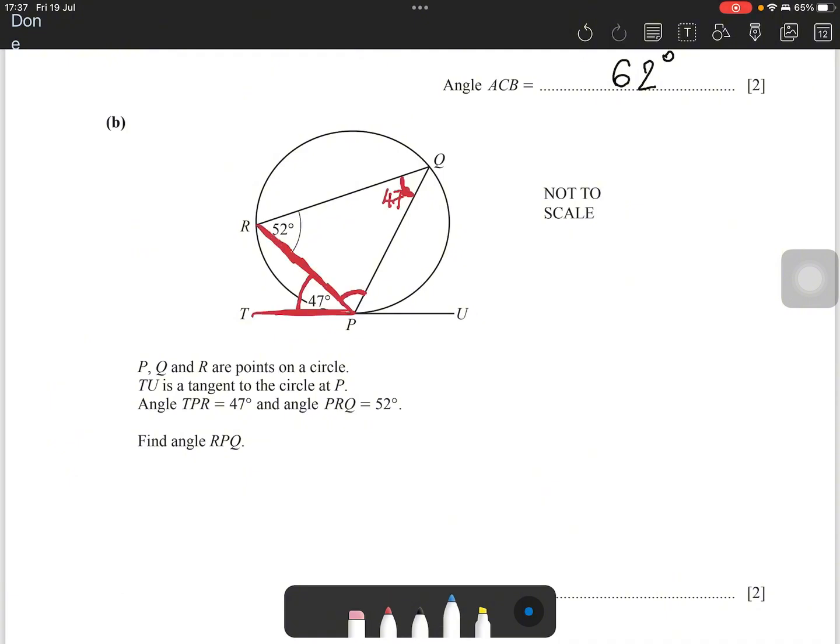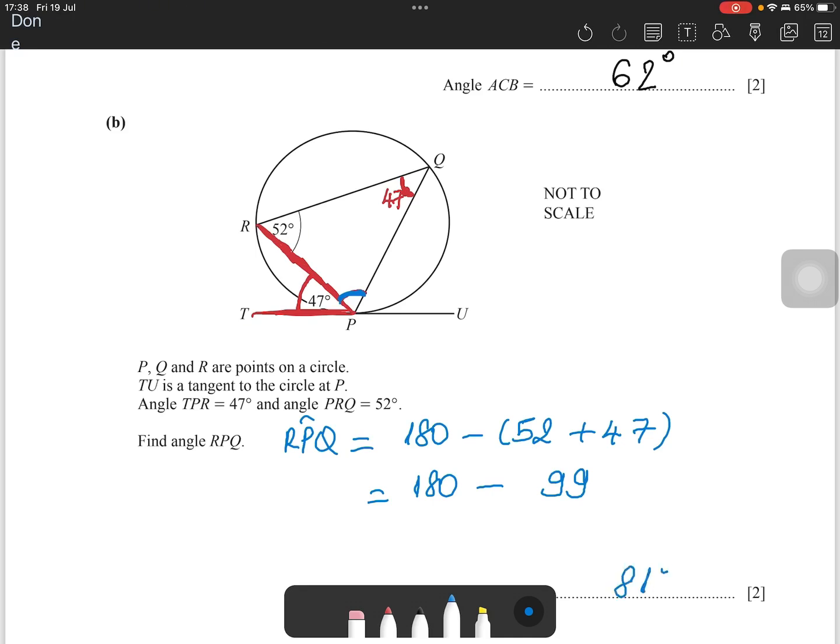And now we need to find the angle RPQ. To do this, you know that the sum of the three angles is 180 degrees. So RPQ is equal to 180 minus 52 and 47. 52 and 47 add up to 99. So 180 minus 99 equals 81 degrees.